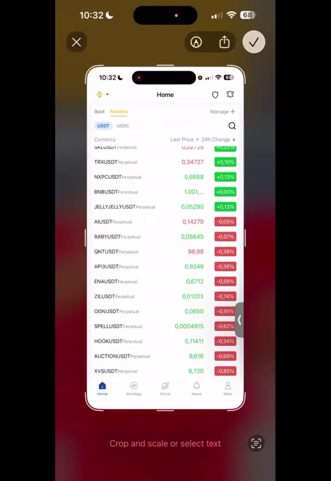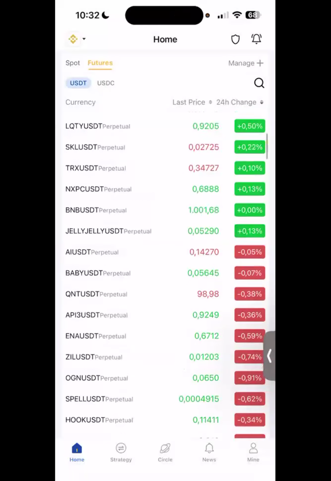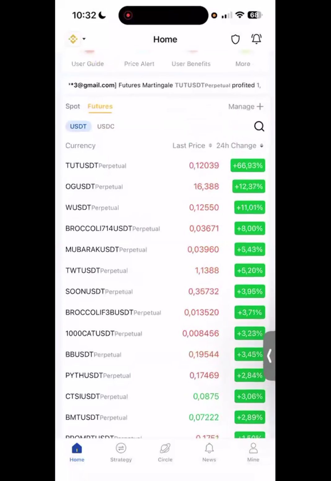So when you see it in red, it tells you the coin is going down, or it's already down and it's now trying to go up. When it's in green, it tells you the coin is doing well. Maybe it has already done well, it's now going down.